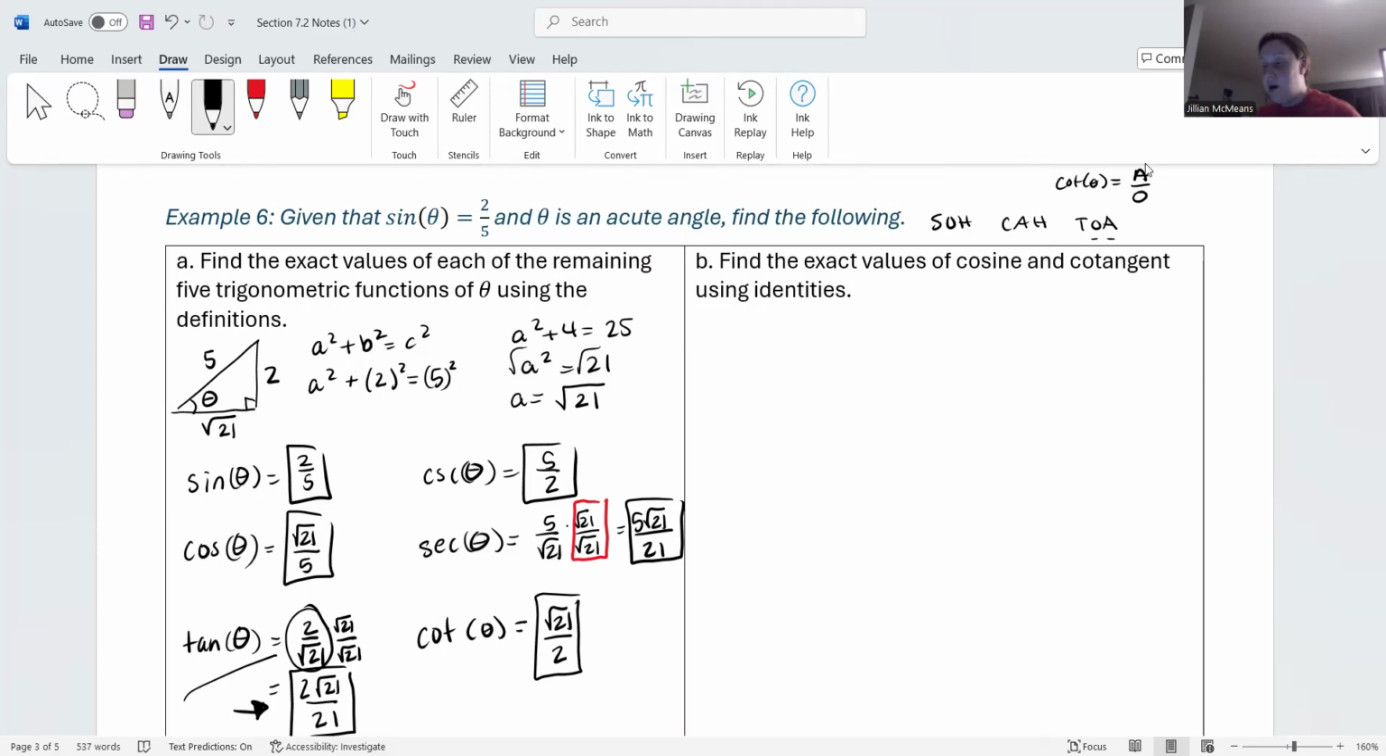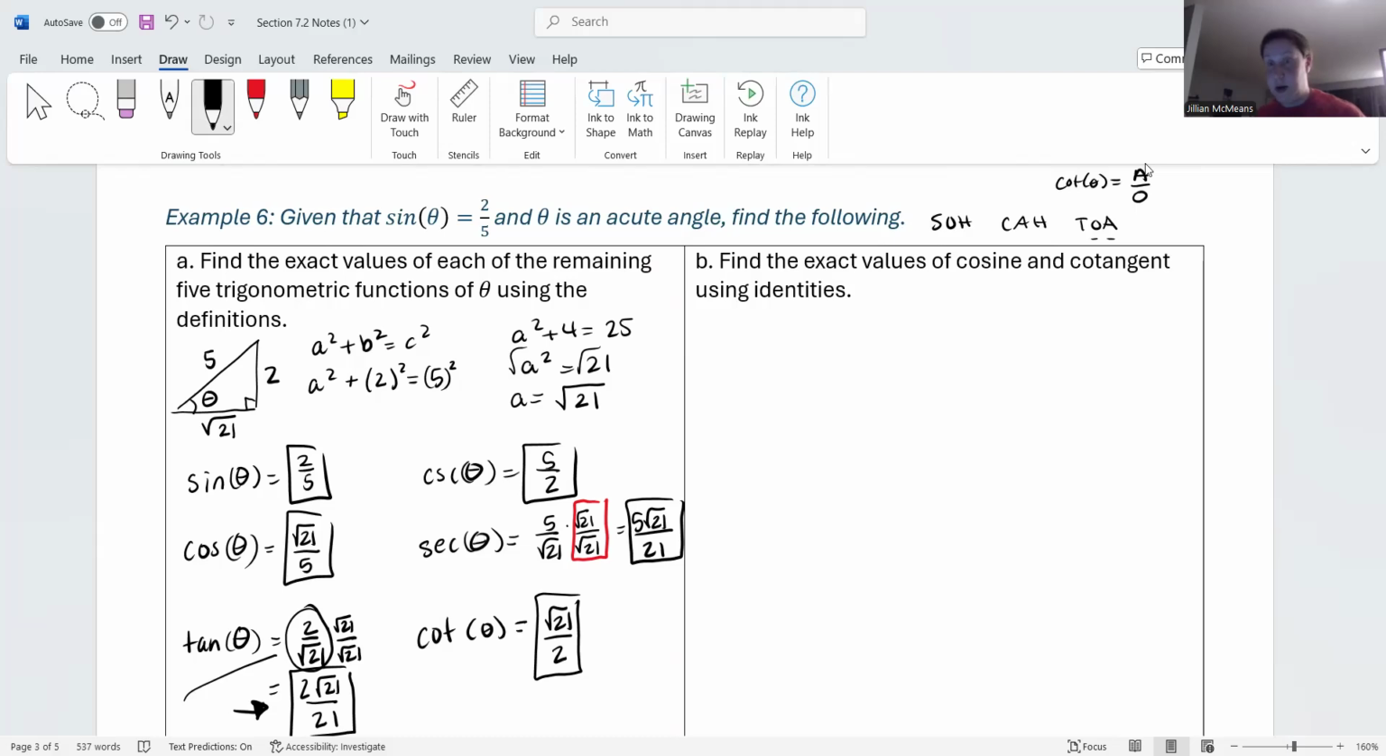Okay, so we found the 6 basic trigonometric functions. We already had sine, so we found the other 5. Now part B is a little bit different. Part B says find the exact values of cosine and cotangent using identities.